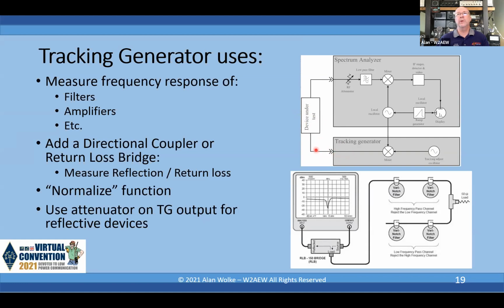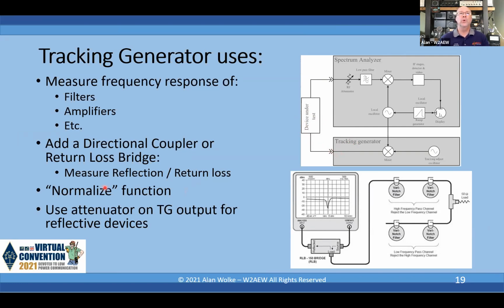So oftentimes what you might do is stick maybe a 6 dB or 10 dB attenuator at the output of the tracking generator. That's going to make the signal that appears at the device 10 dB lower, but that doesn't matter generally. But it also ensures that even if the device is presenting a pretty bad mismatch to 50 ohms, the tracking generator is still going to see something pretty close to 50 ohms, so it's going to stay happy.